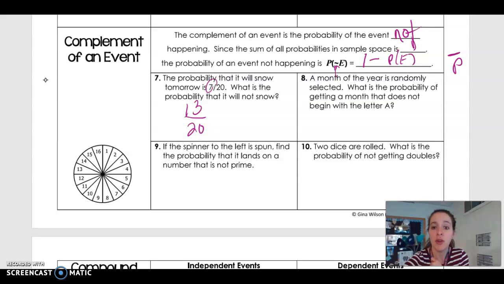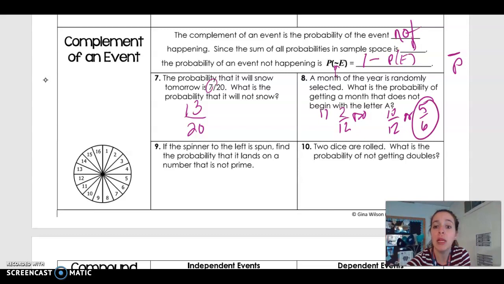So a month of the year is randomly selected. What is the probability of a month that does not begin with the letter A? So first I would want to come up with the ones that do start with the letter A, just because it's a little bit easier to count. So I know I've got January, February, March, April, May, June, July, August, September, October, November, December. So I know that 2 out of 12 of my months do contain an A. So that would tell me that 10 out of 12, or, because I always want to simplify, 5 out of 6, that's the probability that my month does not start with the letter A.